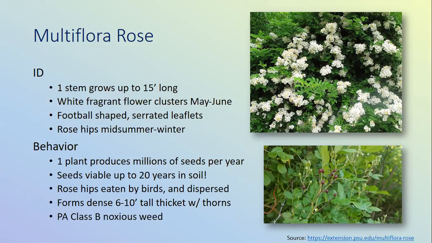One plant can produce millions of seeds per year, which is just absolutely astonishing. And those seeds are actually viable in the soil for up to 20 years, which absolutely tells you why it's one of the most persistent invasive species that we have in the United States, because as much as you control it, say you control it, 5 years later it can germinate again and come back. The rose hips are a favorite of birds, and that's how they're commonly dispersed, and they form a really dense, really tall thicket with thorns. Again, not something you want to walk through, and it is a Pennsylvania Class B noxious weed.